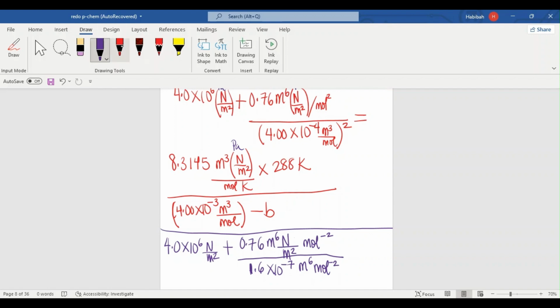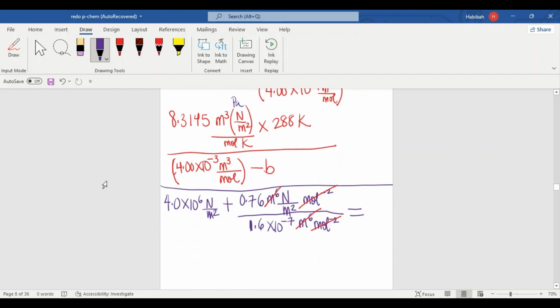So we can start canceling stuff out. You have mole squared here and mole squared here. You have m raised to the power of 6 in the numerator and m raised to the power of 6 in this numerator as well. So I have made this part of our work easier. Going to the other side, I can say 8.3145 meter cubed Newton per meter squared times 288 Kelvin. I'm going to multiply this value and this value together, because of course we're trying to simplify our work.